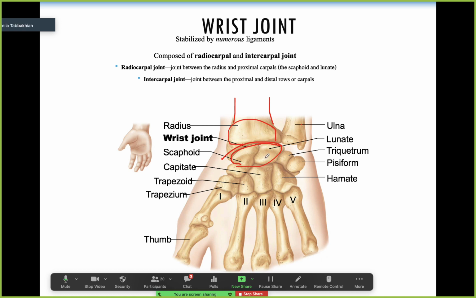And then the intercarpal joints are the joints between the distal and proximal row of carpals. So this is the proximal row of carpals. This is the distal row of carpals. In between them is a joint as well.